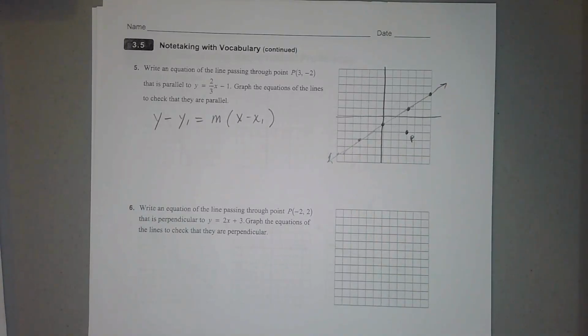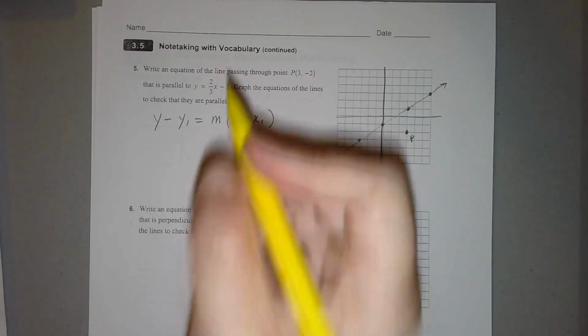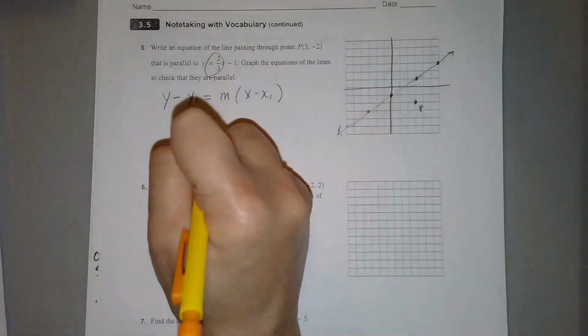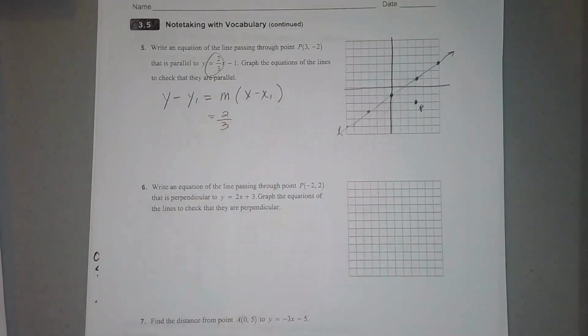So I'm trying to figure out a line parallel to my original line, but passes through point P. If they're parallel, then they have to have the same slopes. So my m needs to be 2/3. That's one of the things that I have to identify.